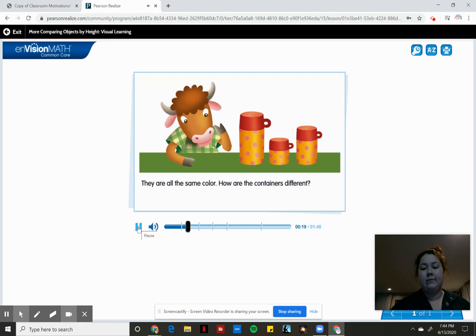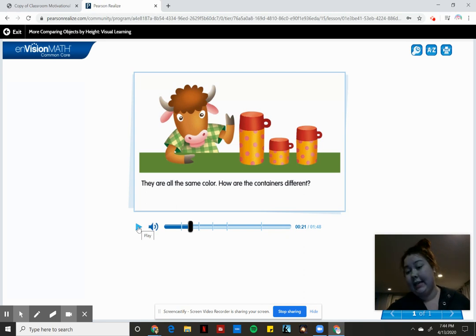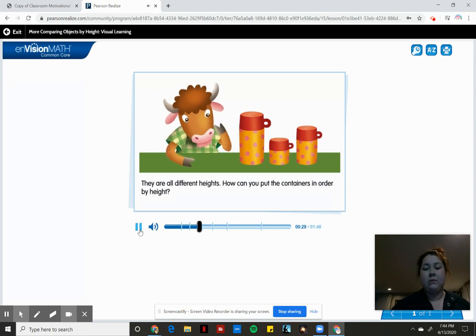How are the containers different? How are they different? Are they the same color? Yes, that's how we saw that they were the same. But are they the same height, scholars? They are all different heights. How can you put the containers in order by height? Do you think Bob can do it, scholars?